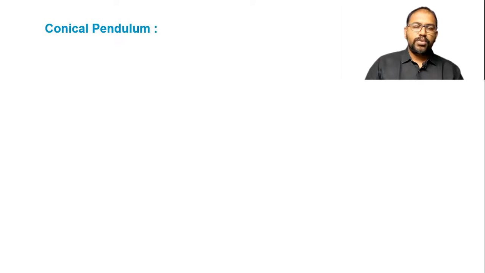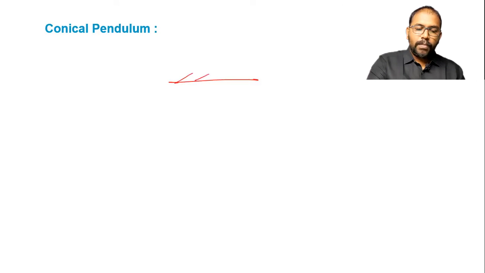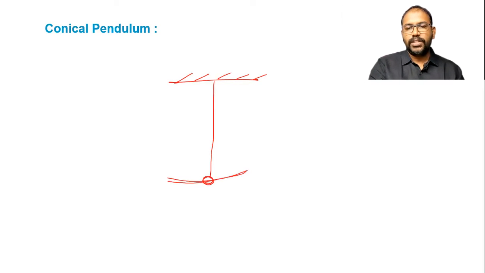Before the conical pendulum, everyone should know what a simple pendulum is, so we discuss that first. A simple pendulum means a bob hanging from a support by a string and moving to and fro, once to this side and once to that side. That is the simple pendulum.